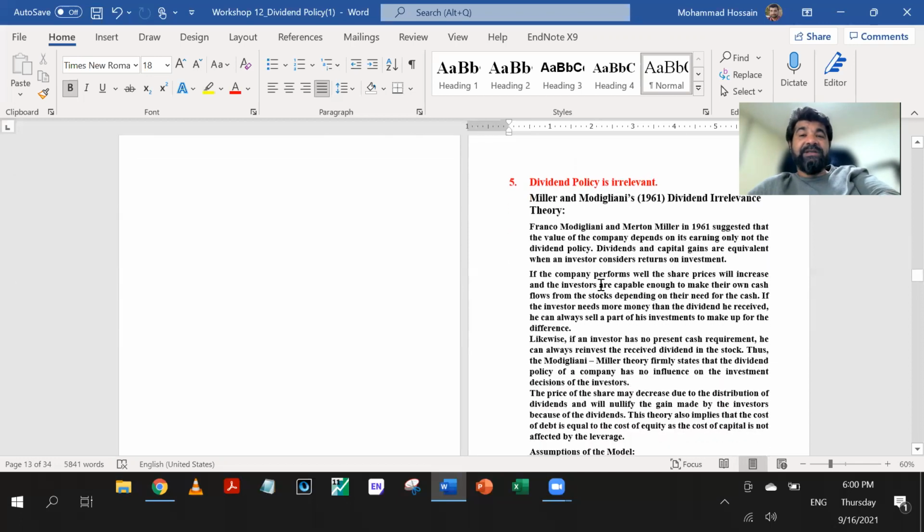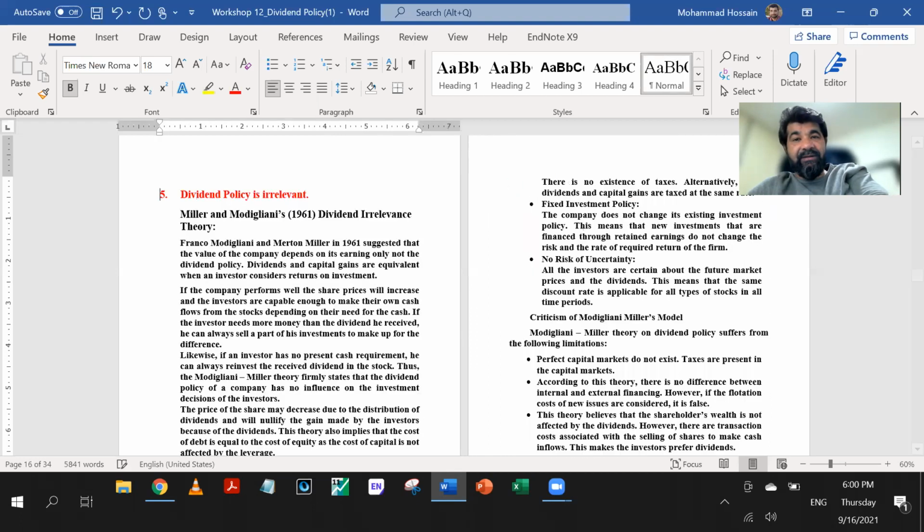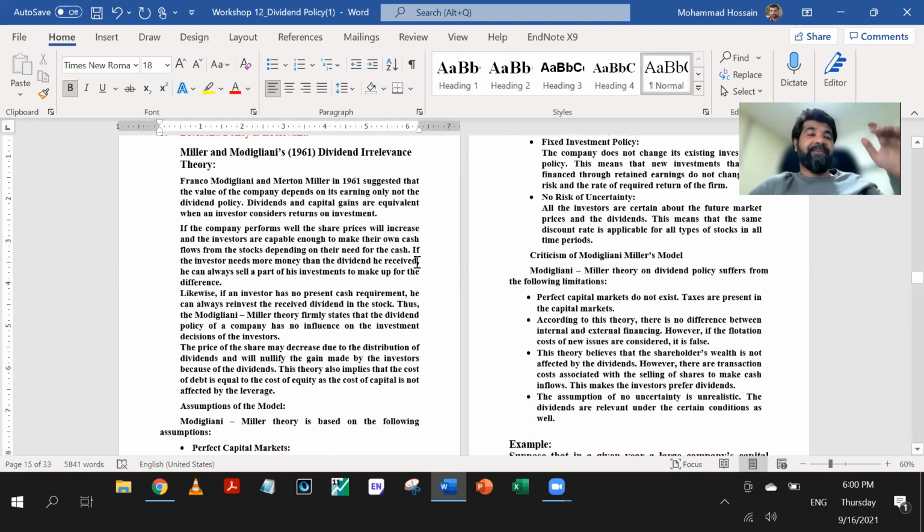Now, next topic is dividend policy is irrelevant. What do they mean by this? Very simply, there are some people who don't care about dividends. What they care about is whether the share price is increasing or not. That's what they care about.